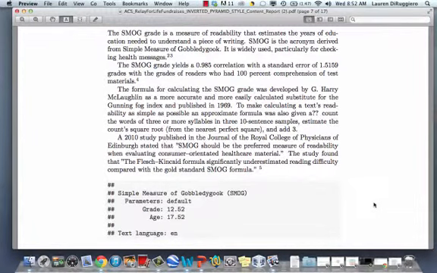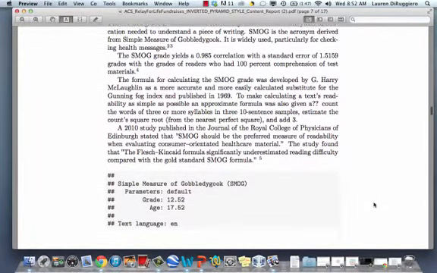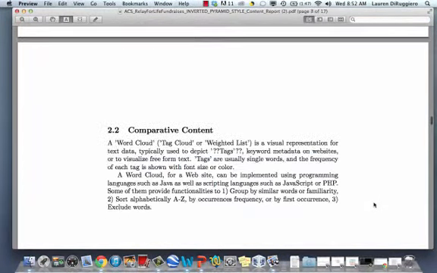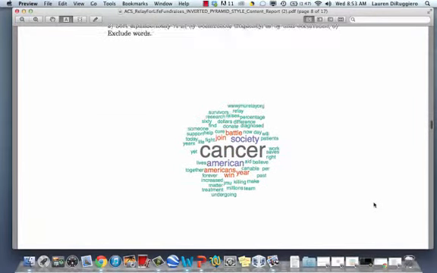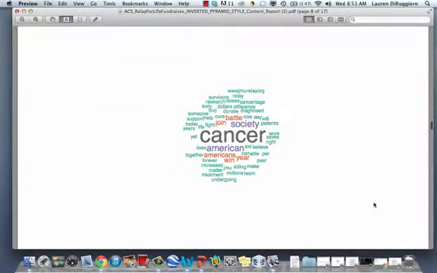And again, grade level 12 and age 17 is a little high. This word cloud also has cancer in the middle, American Cancer Society. It does have the positive message highlighted as win right here, join, and battle, which are good positive messages.